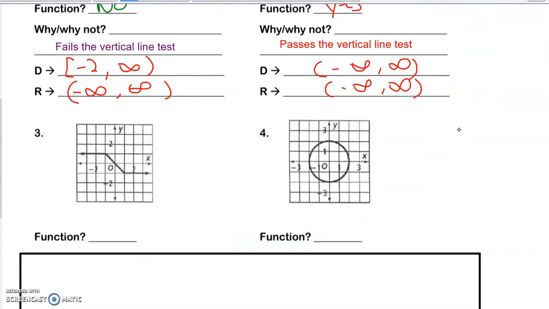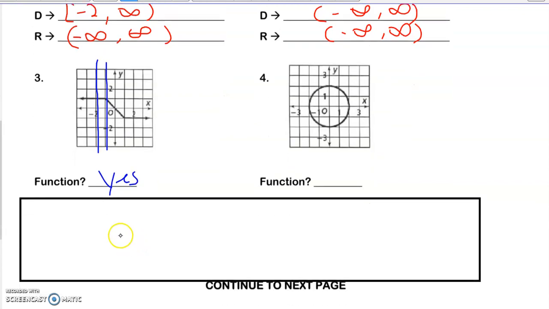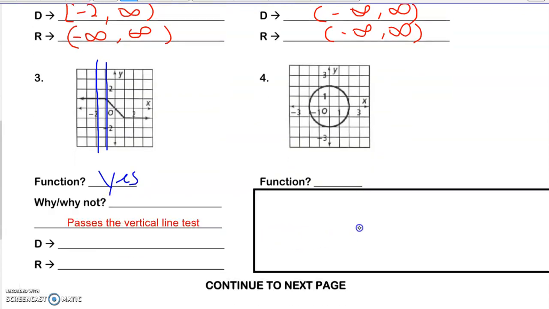Taking a look at the next one. Is this a function? So if I drew my line here, I'm going to notice that it passes the vertical line test. So this one is a function. So let's take a look at our domain and range. So the domain is my x value, so the right and the left. It has arrows, so it means it goes on forever in both directions.